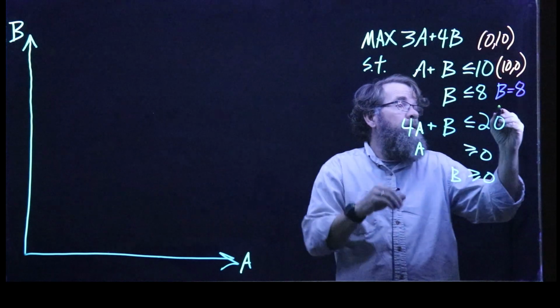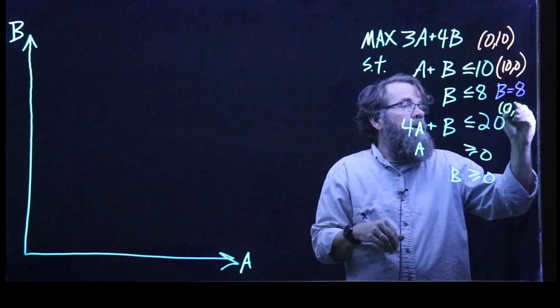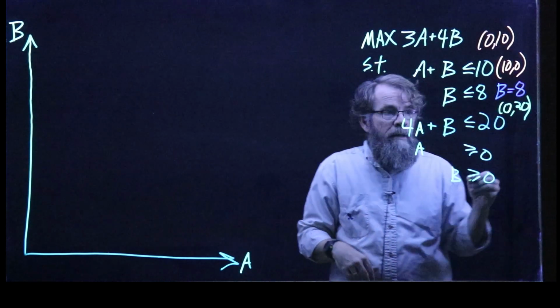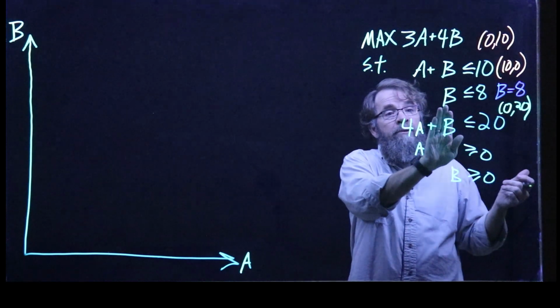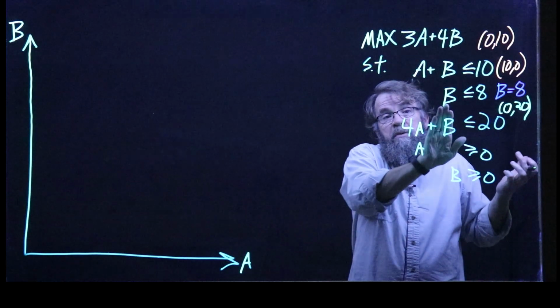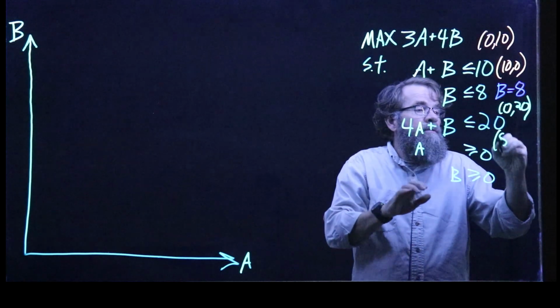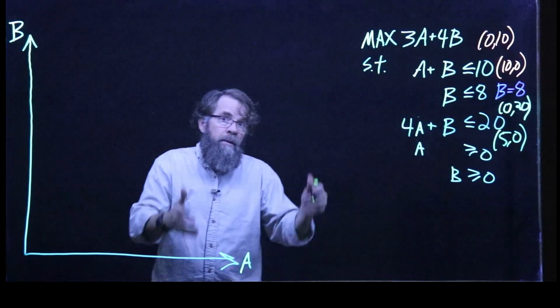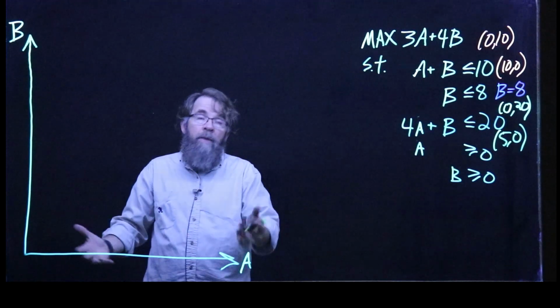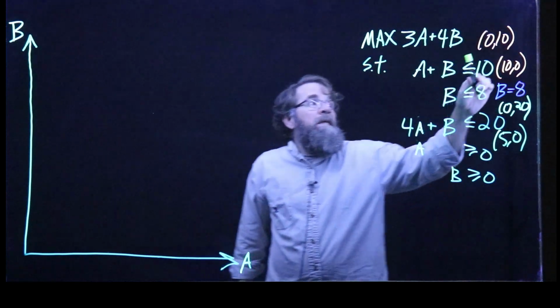And then on our third constraint, if we put in 0 for a, then we have b equal to 20. So that would be 0 and 20. And then if we put in 0 for b, then we have 4a equals 20. So a equals 5. So that's 5, 0. All right, now I found all the endpoints, so I am ready to draw my picture, my lines.